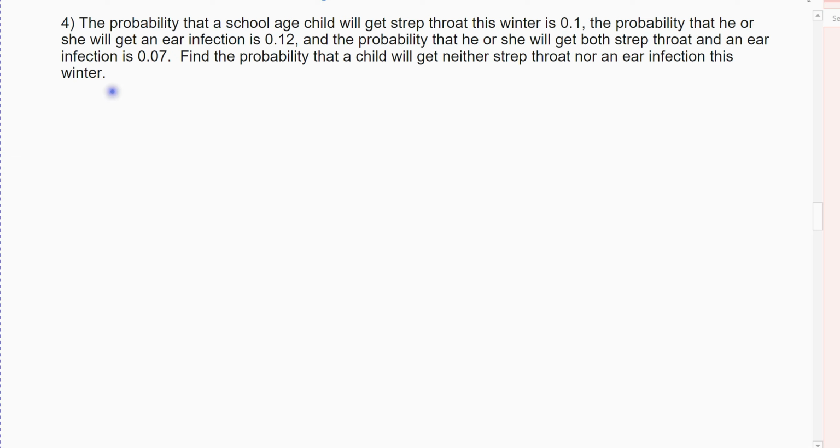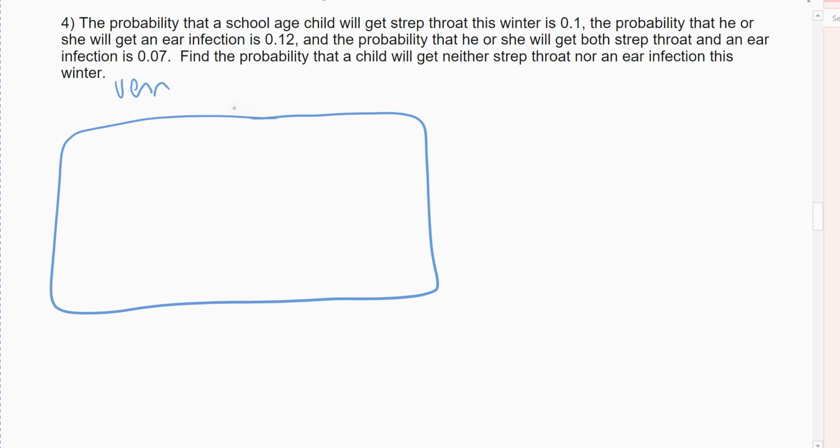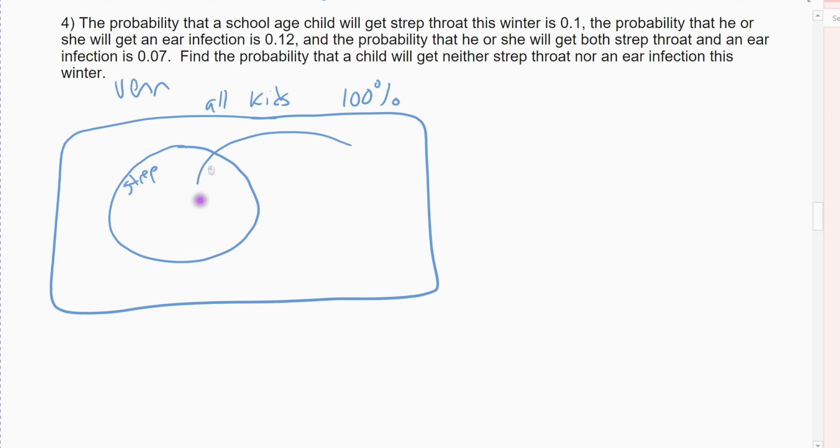So if I set this up with a Venn, right, because I know I'm looking for the outside area. This would be all kids. Which again, I think it's easier as a percent because we think about all kids, 100% of the school-aged kids. These are the ones that are going to get strep. These are the ones that are going to get the ear infection. And so they're both, probably they would get both. Well, that is a 0.07, so that's a 7% chance. 7% chance they get both.